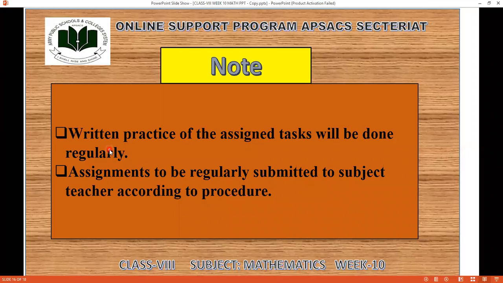Here we are having the note. Written practice of the assigned task will be done regularly, and assignments are to be regularly submitted to the subject teacher according to the procedure.